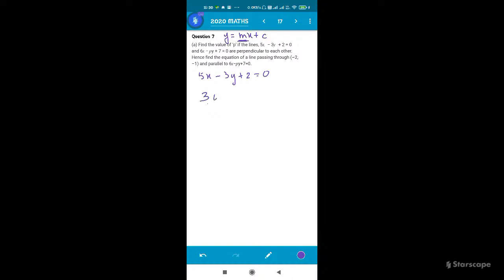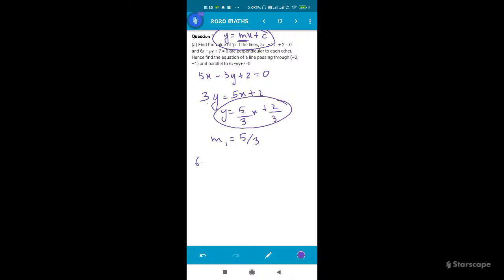So 3y will be equal to 5x plus 2. So y will be equal to 5 by 3 x plus 2 by 3. So now if you compare this equation with this equation, you can very easily see that m is equal to 5 by 3. So since this is the slope of the first equation, I am denoting it as m1. Similarly, let me find out the slope for the second equation.